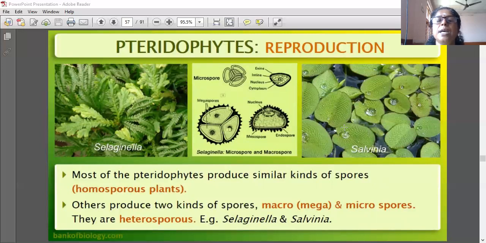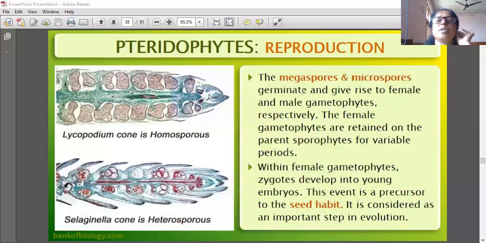Heterosporous examples are Selaginella and Salvinia. Here two types of spores are seen: the microspore, small in size, and the megaspore, large in size. In homosporous plants, all the spores are of the same kind. The megaspores and microspores germinate and give rise to the male and female gametophytes respectively. The female gametophytes are retained on the parent sporophyte. Only the male gametophyte is detached. The female gametophytes are retained on the parent sporophyte for variable periods.